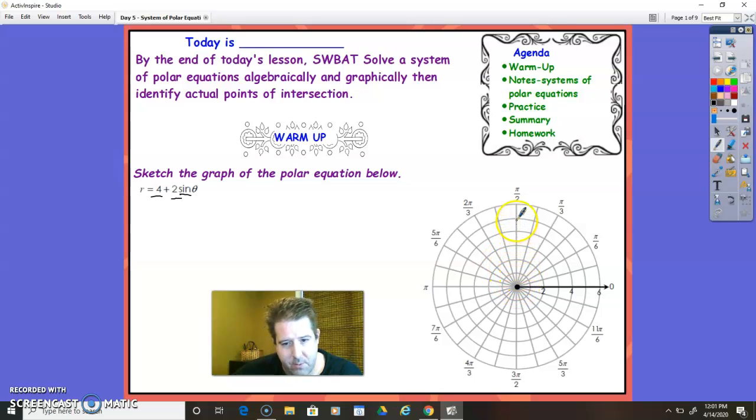1, 2, 3, 4, 5, 6. 4 going left and right, 1, 2, 3, 4, 1, 2, 3, 4. And 2 going down. So it looks like it's going to be like this.